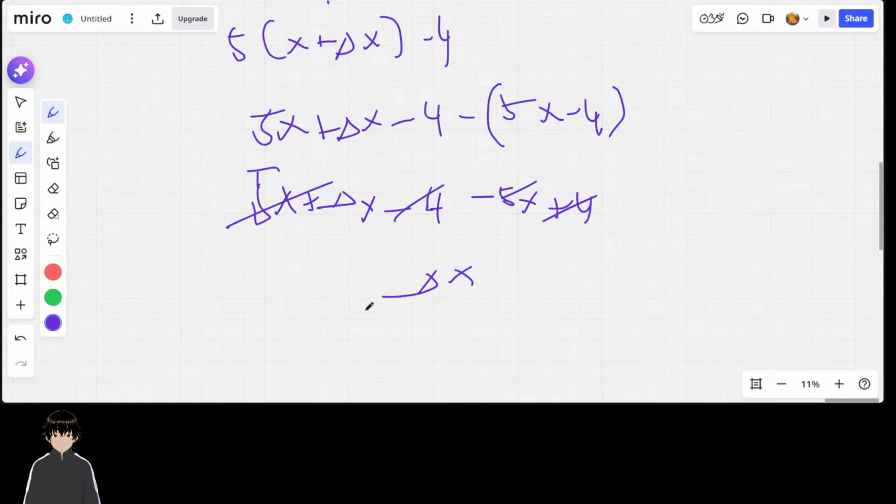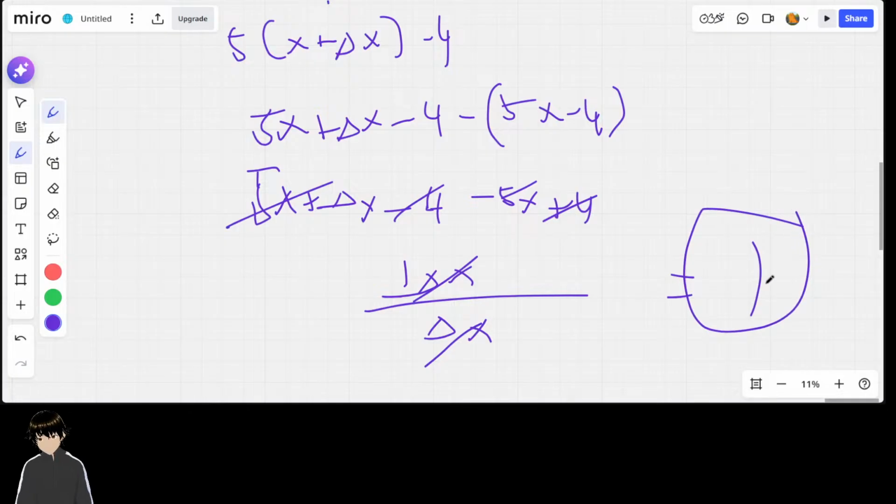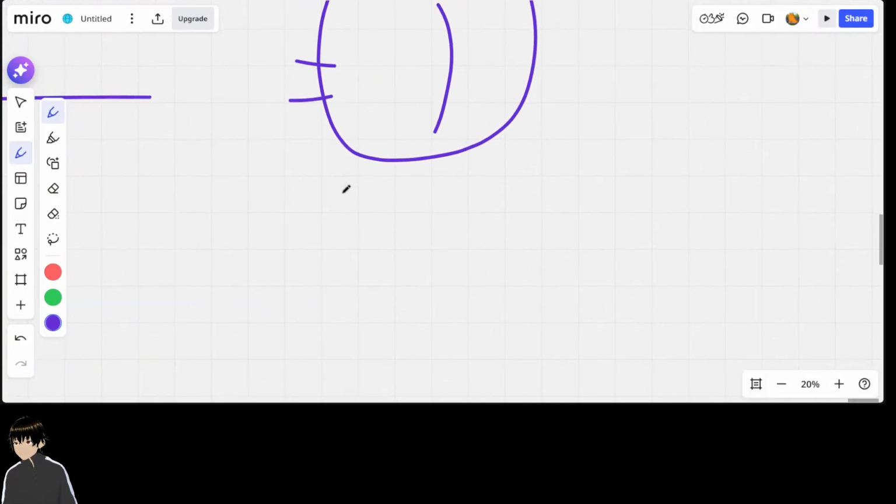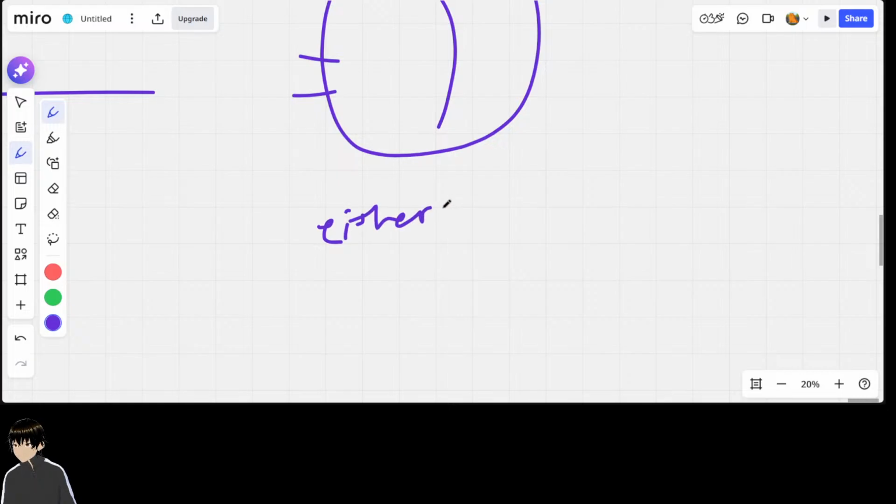So we're going to get that. Still one here, right? So it's one. It's either 1 or 0. I don't know. It's really either 1 or 0.